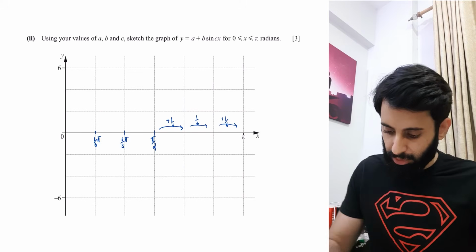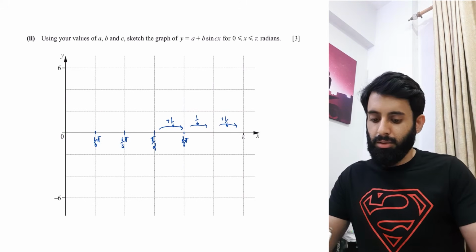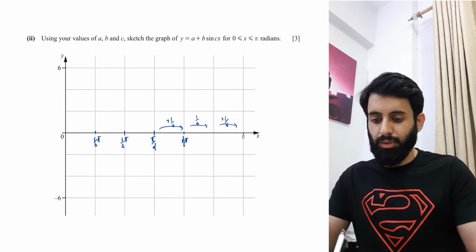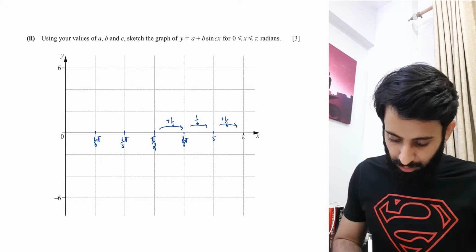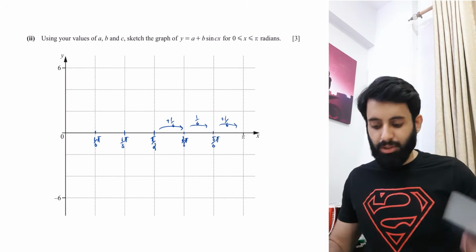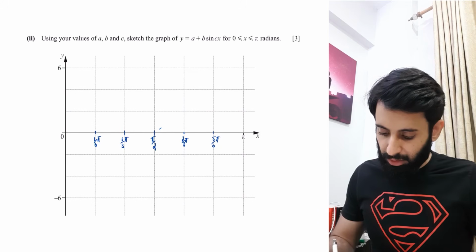So I'm looking at 2 upon 3 pi, 2 upon 3 pi, and then 2 upon 3 plus 1 upon 6. So I'm looking at 5 pi by 6, 5 upon 6 pi. And then if you add 1 upon 6 to 5 pi by 6, you will get to pi. Okay, so this is something you need to do beforehand.